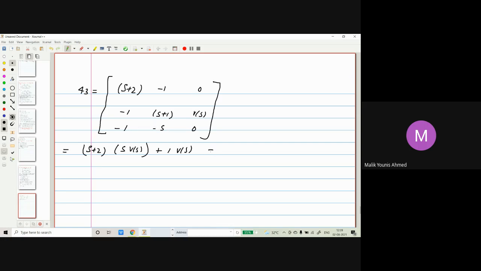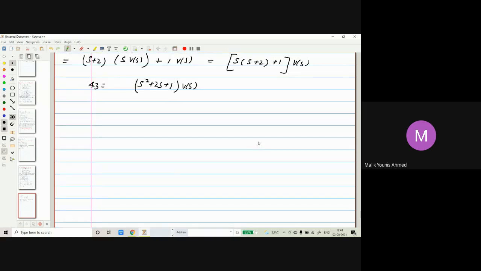So we can simplify this. s into s plus 2 plus 1, because we'll take V of s common. This is s here, multiplied by s plus 2 plus 1 into V of s. We can take it like this. So this further can be written as delta 3 can be written as s square plus 2s plus 1 into V of s. So this is delta 3.